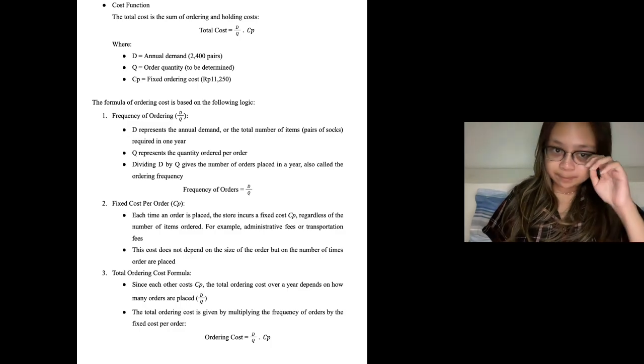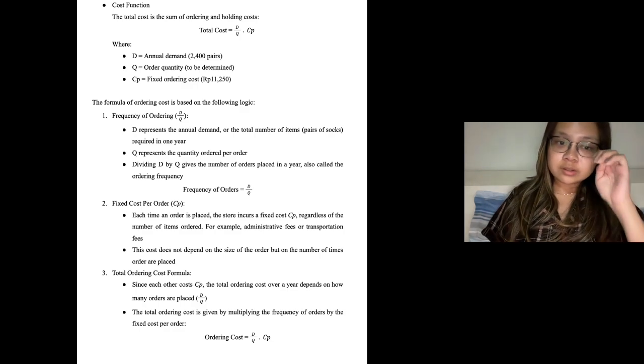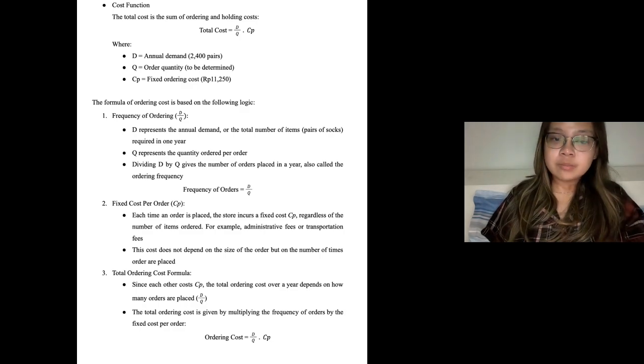And the ordering cost can be calculated by dividing D by Q multiplied by CP, where D is the annual demand, Q is the quantity per order, and CP is the fixed cost per order. The formula is derived from the logic that D per Q represents the frequency of ordering in a year: annual demand divided by quantity per order. And for each order, the store pays a fixed cost CP. Therefore, the total ordering cost is D per Q multiplied by CP.